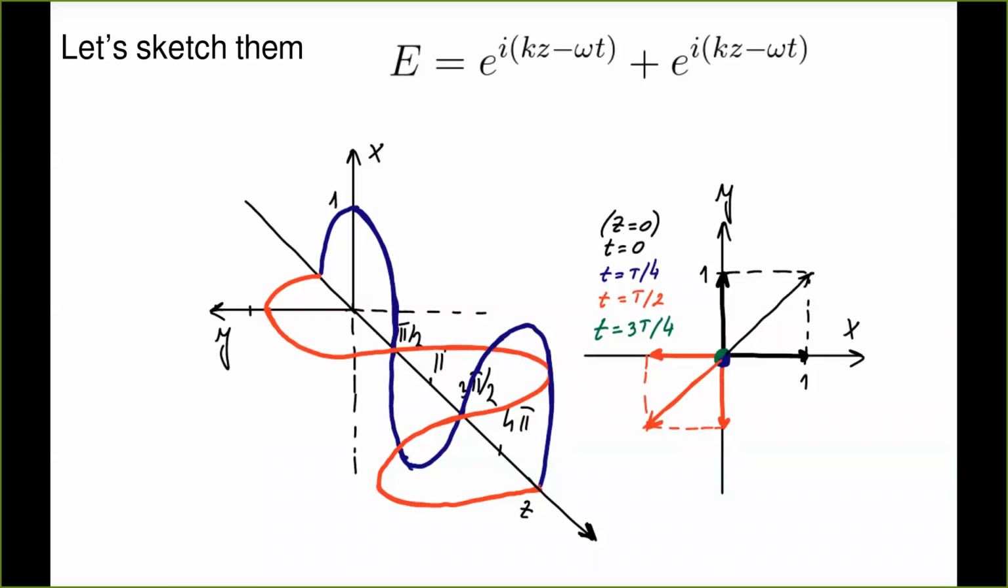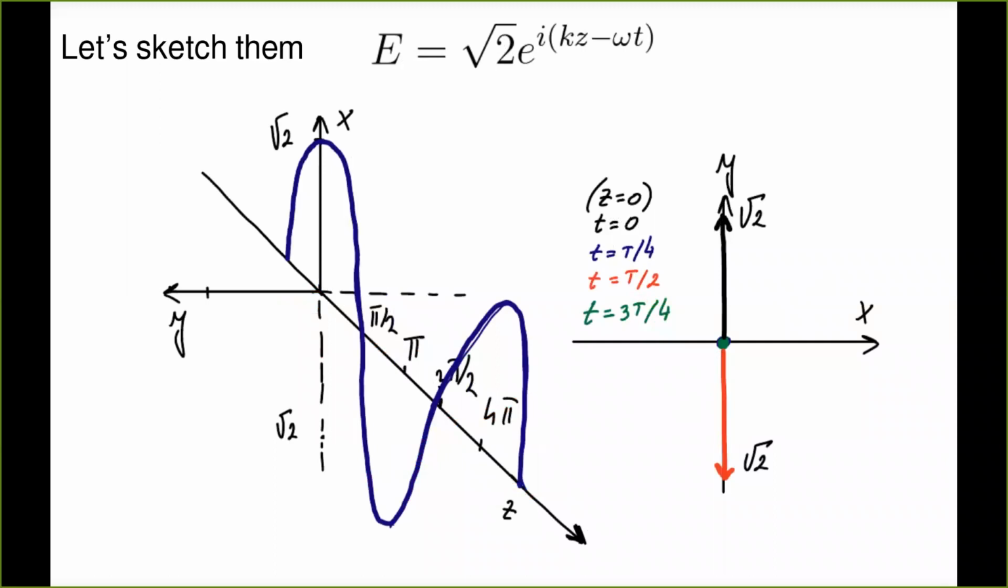Then after 1/4 of the period, they're both 0. Then after 1/2 of the period, they're both -1 and -1. And then after 3/4 of the period, they're both 0, right? So it's actually an electric field that is oscillating in a plane 45 degrees between X and Y, right? And has a length square root of 2. So it's basically the same thing as this one, except I just rotated it, okay? So they have the same intensity because their electric field is the same.